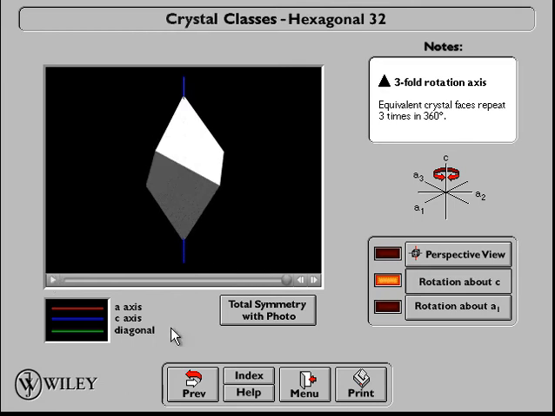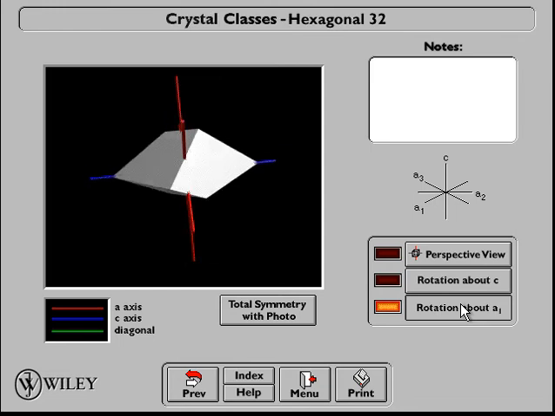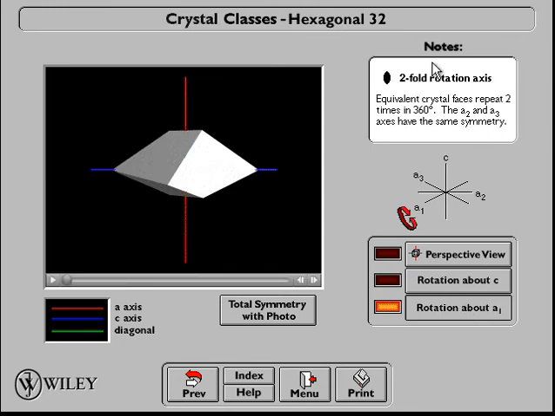Now we are going to the next symmetry element, making the rotation about A1. Here we are facing a twofold rotation axis. Equivalent crystal faces repeat 2 times in 360 degrees. The A1 and the A3 axis have the same symmetry. So 2 times, can you see this? Wonderful.